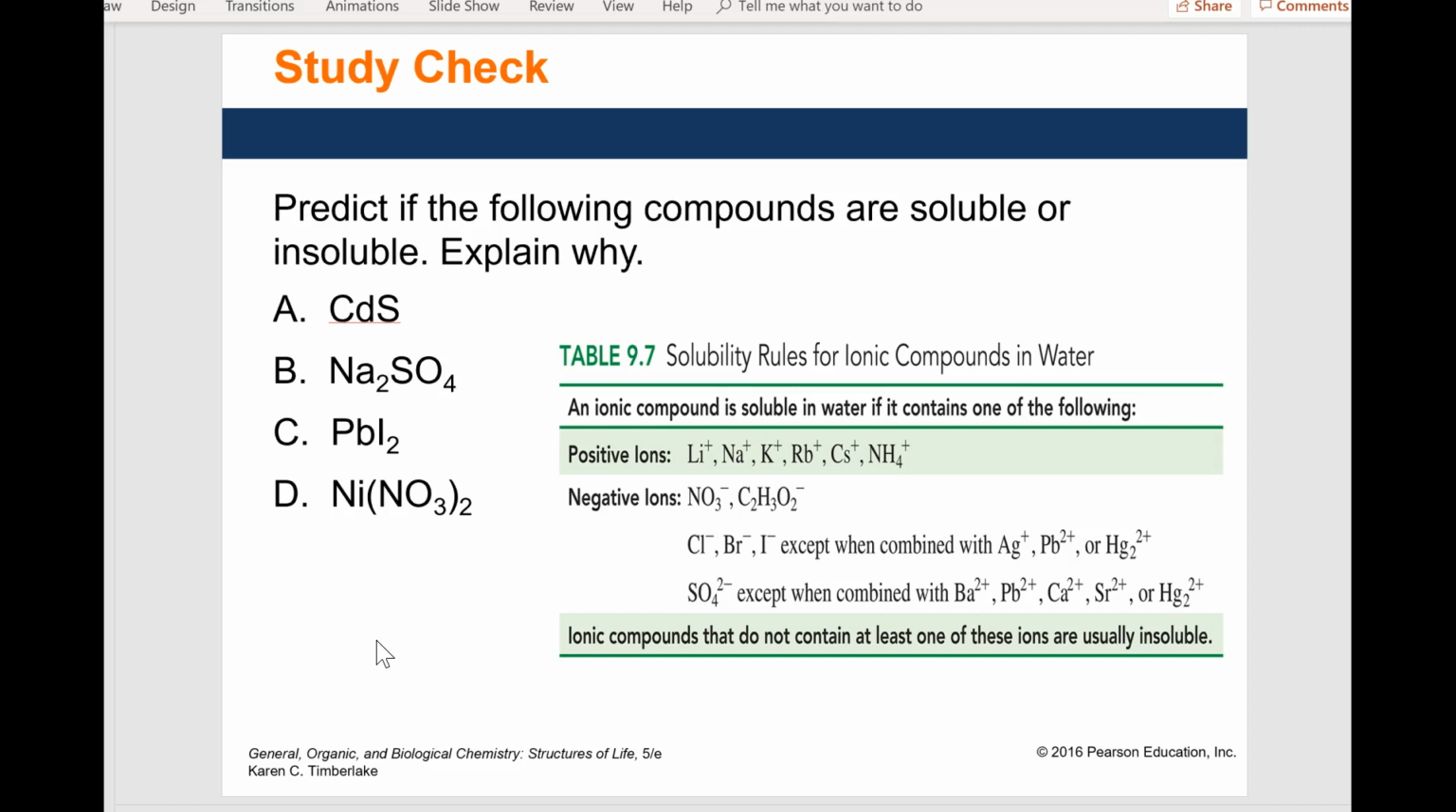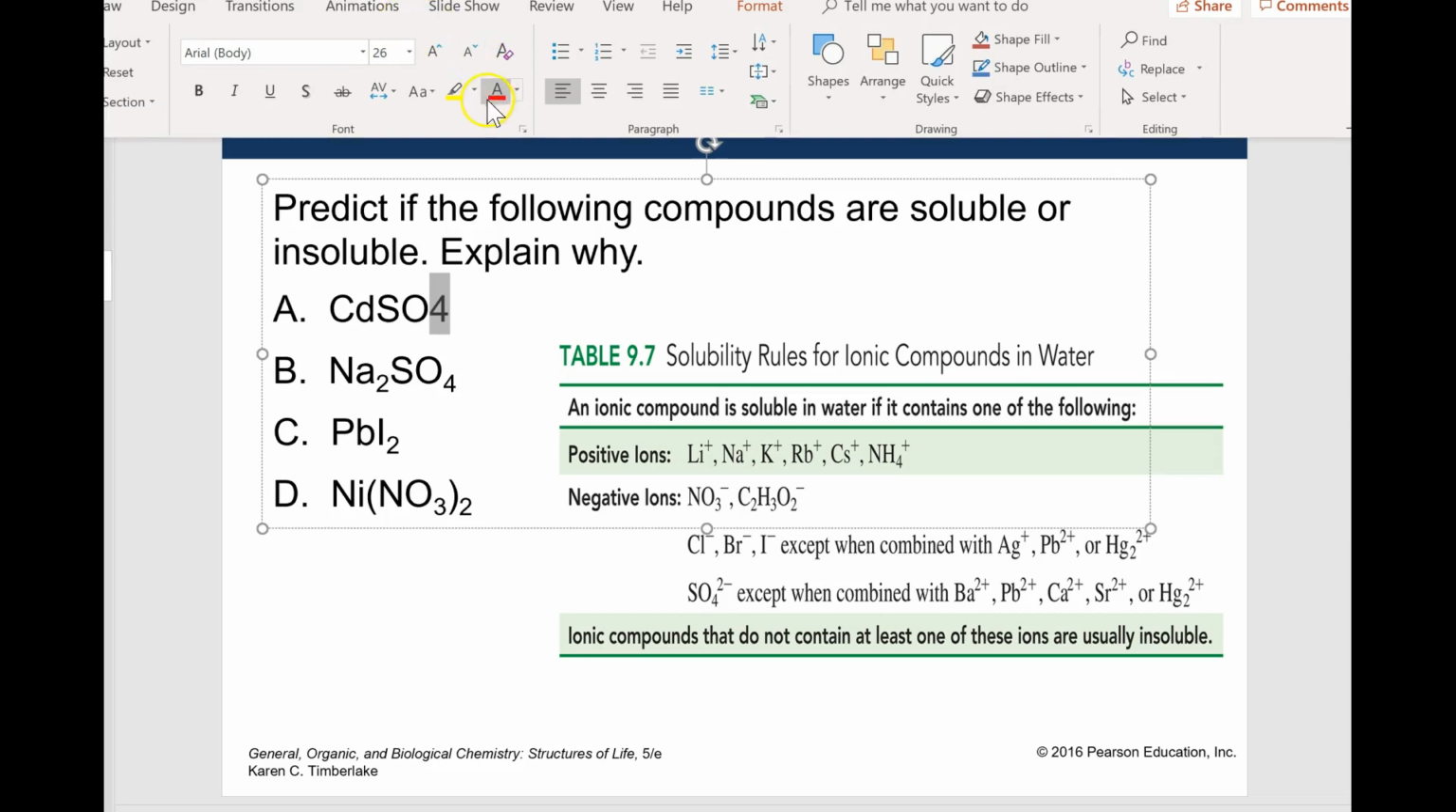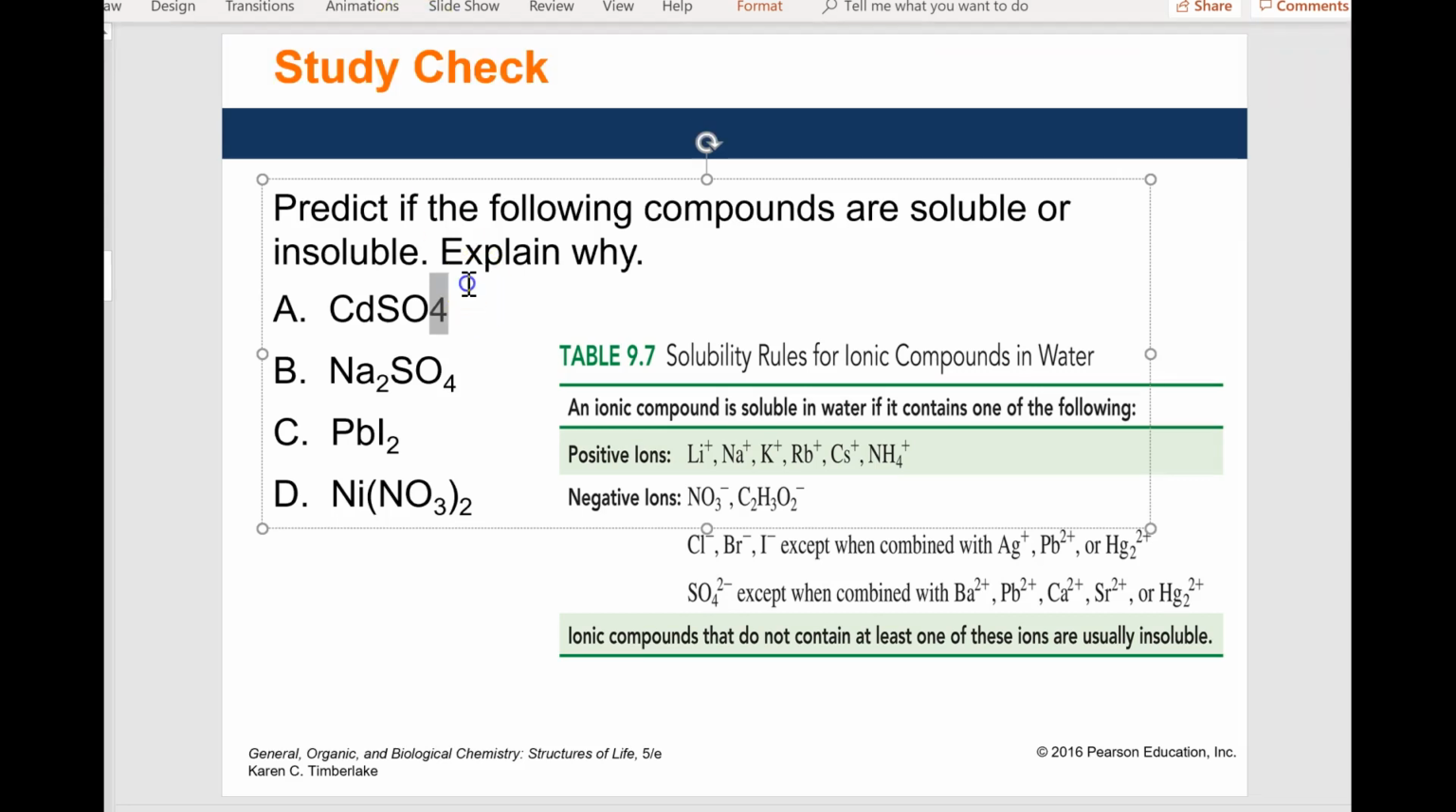All right, cadmium sulfide, soluble or insoluble? We've got to vote for insoluble. What if it was cadmium sulfate? Yep. If this was our product in a chemical reaction, we wouldn't see anything happening. We wouldn't get a solid. It would be considered no reaction.